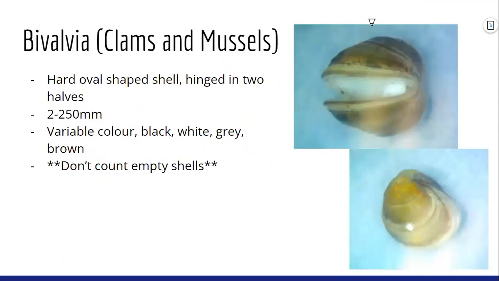For our Bivalvia, which are clams and mussels, they have hard oval shells that are hinged and have an opening. So you can see the hinge here and here, and of course our opening. They can range between 2 to 250 millimeters in length, and they have rings that you can see present on their shell as well. A very important thing to note is that you do not count empty shells, because that means there's no invertebrate actually present within them.